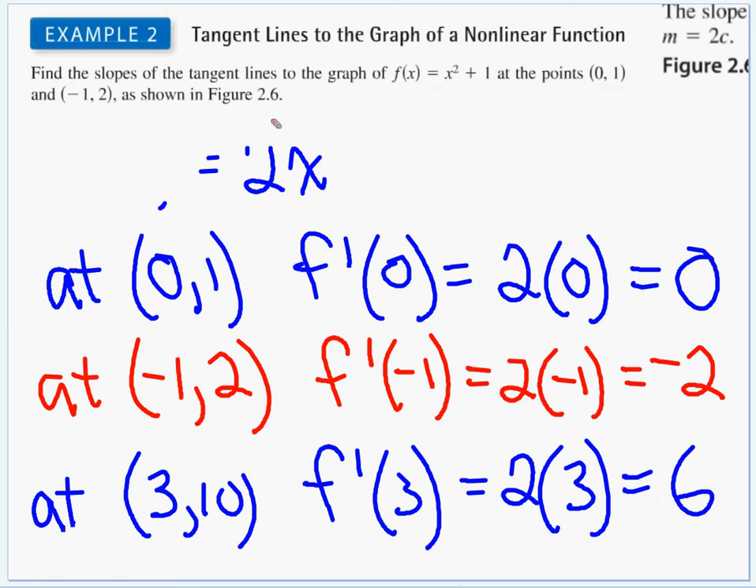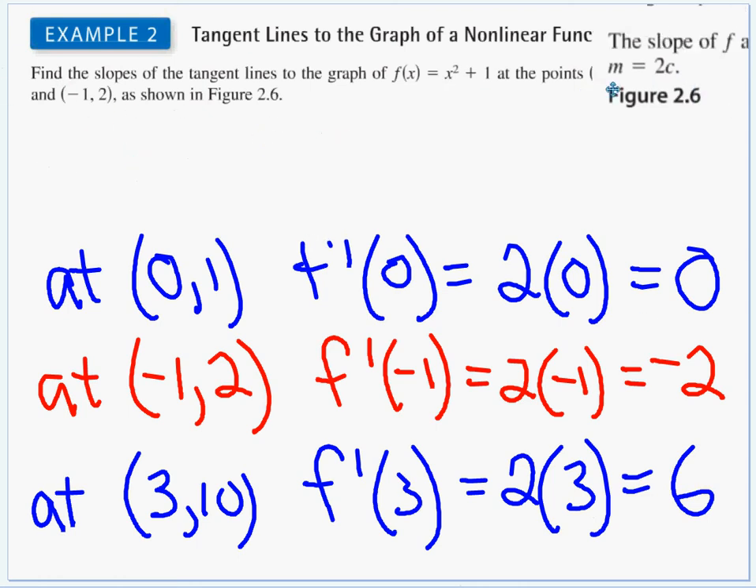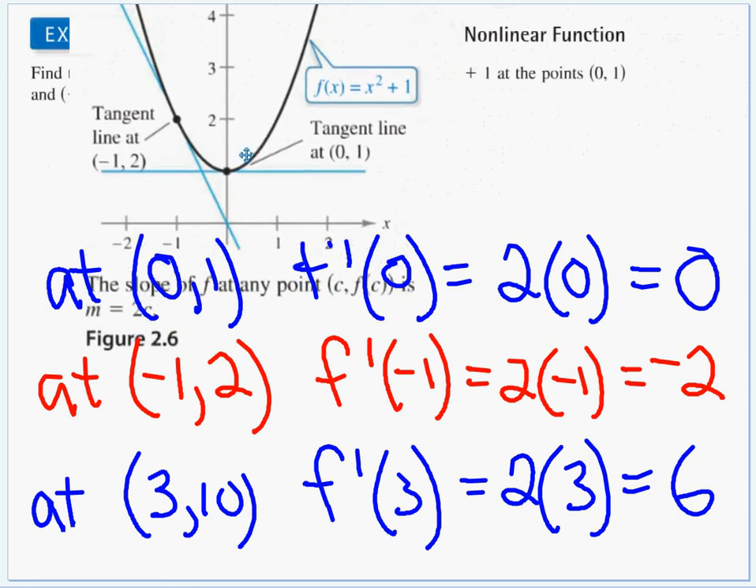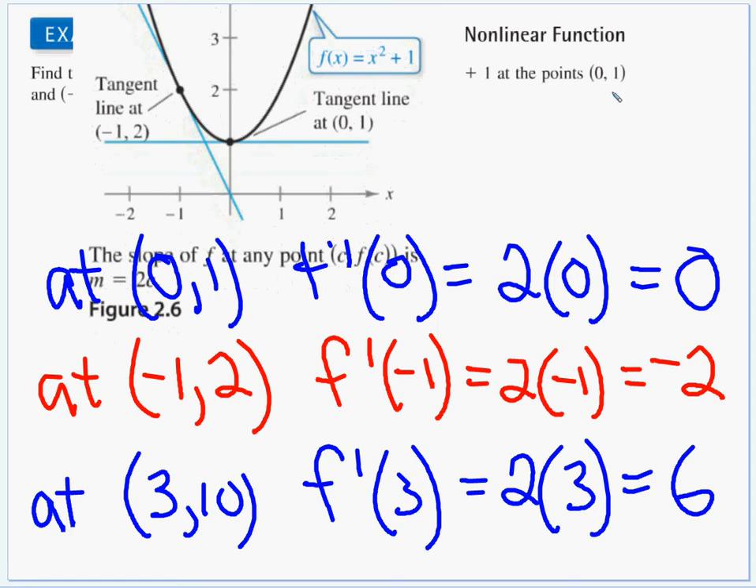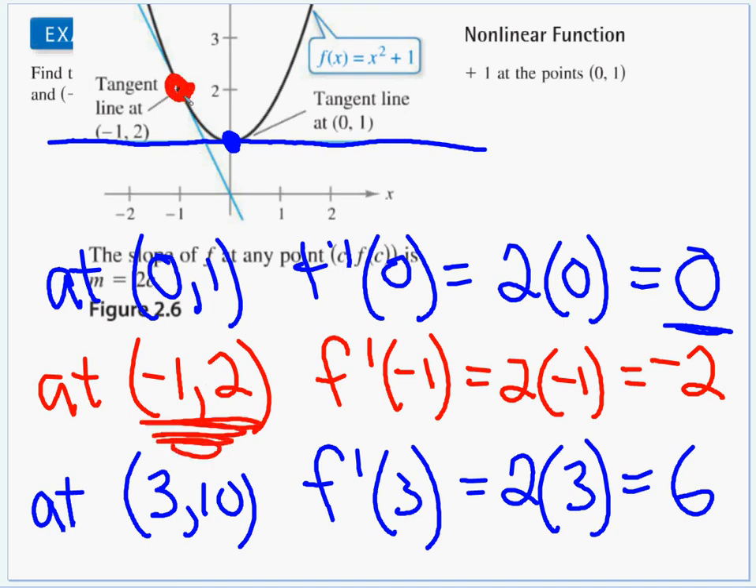Let me bring the graph down so we can look at some stuff on there. So here's our graph. X squared plus 1 is a parabola shifted up. The first point we investigated was at 0, 1. That would be right here. We had a 0 slope, and that is the bottom of our parabola, getting hit by that tangent line. And then we went to negative 1, 2. There's our point at negative 1, 2, and the tangent line's hitting that parabola. We can see the slope is steeply negative, negative 2 to be exact.